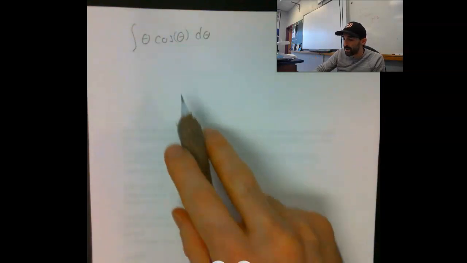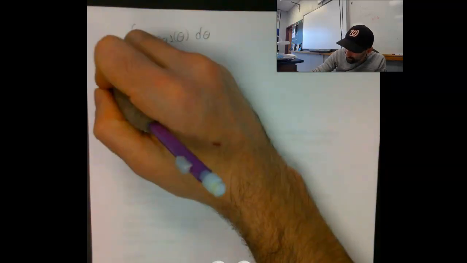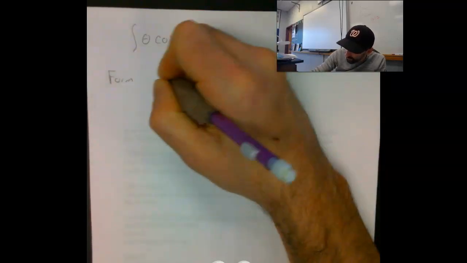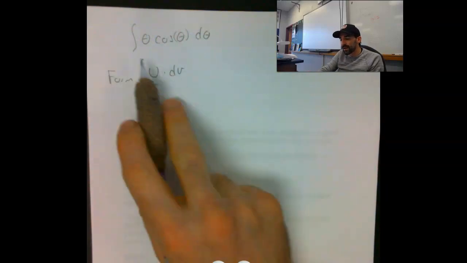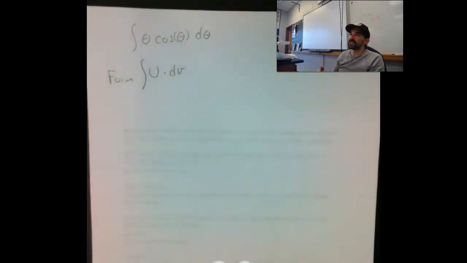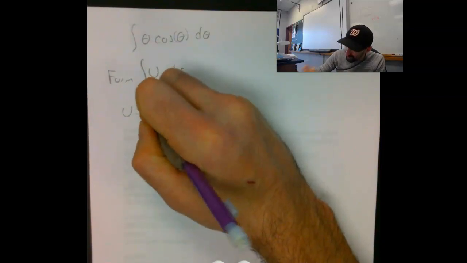d theta. Now, I know this is integration by parts because it's in the form of u dv. What do I mean by u dv? Well, I'm going to look at this in the form of the antiderivative of u dv. Just like u substitution, I need to set up what u is, what v is, what du is, and what dv is. So how do I do that? Well, looking at this, I know u is equal to theta.